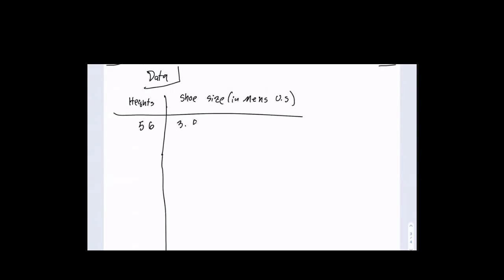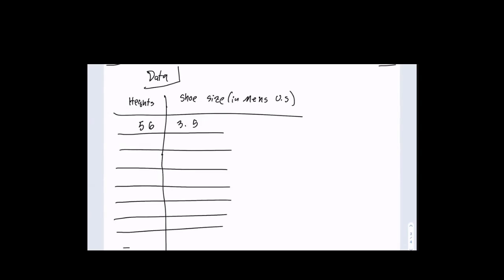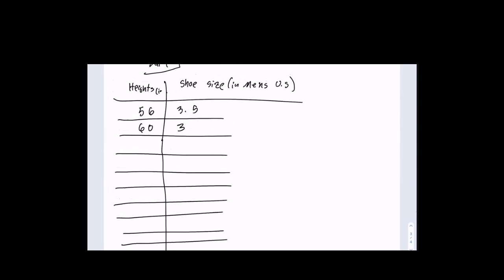56, 3.5. It's going to be a lot of numbers here. This is in preparation for tomorrow. 60 and 3. This is height in inches. Okay. Another 60. This is a different person. And 6.5. 61 and 5. 67 inches, shoe size of 9.